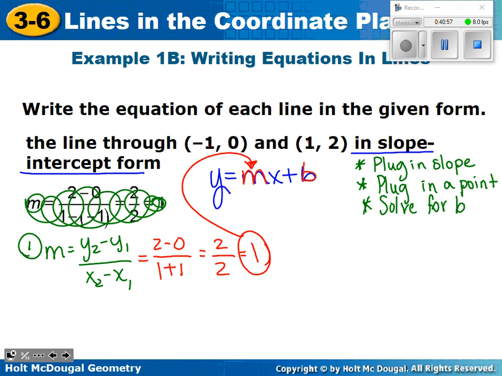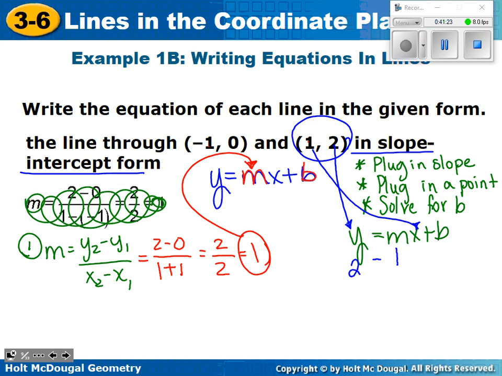So we're going to use this equation we have here, y equals mx plus b. We're going to plug in our slope, which we found to be 1. And then which point do you want to use, -1, 0 or 1, 2? 1, 2. So then we're going to take this point and plug the 2 in for y and the 1 in for x so that we can solve for b. So we'll have 2 going in for y, 1 going in for x. We already plugged 1 in for the slope, which we found over here. And now we're going to solve for b.